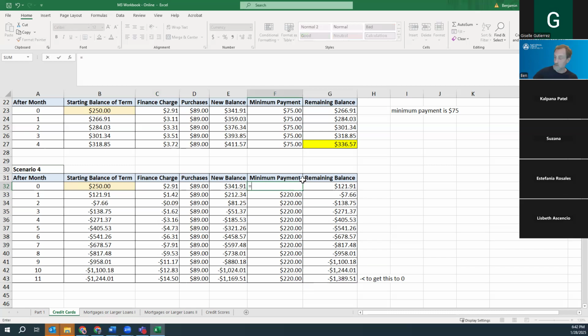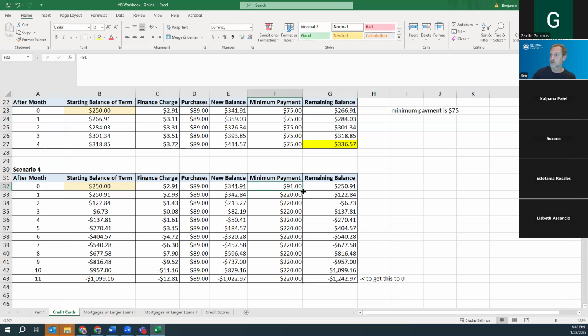So let me show you what I mean. If I only do $91 and I autofill from here, I will be going backwards. My debt is going up. This now is 261. I started at 250. This is wrong. I'm going the wrong way. If I do equals 92, then I will be moving in the right direction. Very, very slowly, but I'm moving in the right direction.